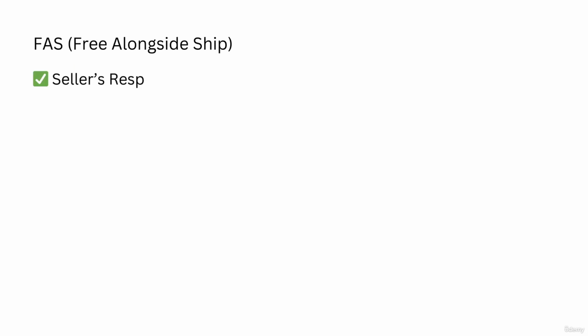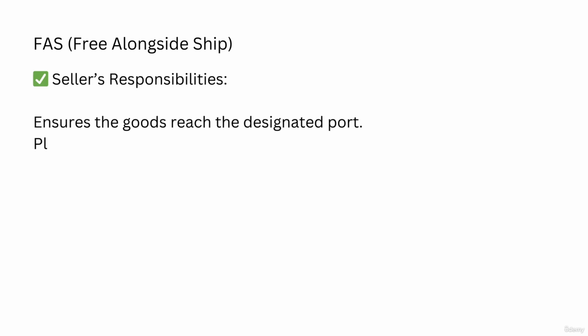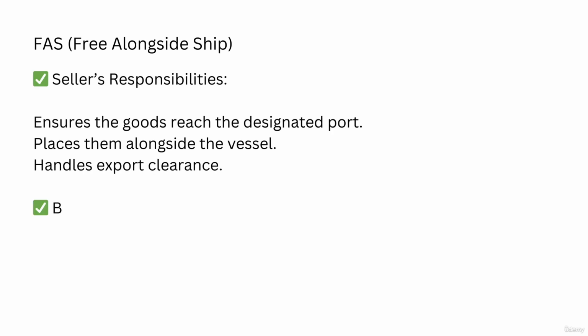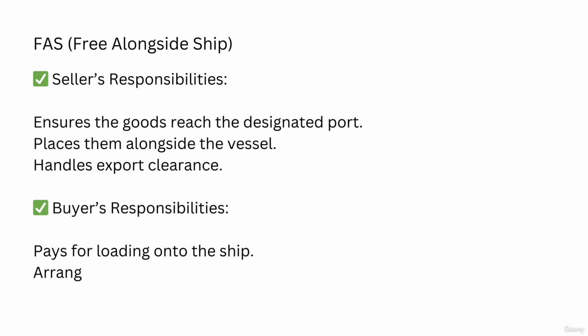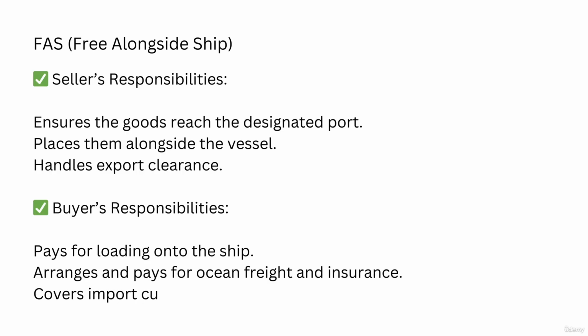In an FAS, free alongside ship, contract, the seller is responsible for delivering the goods to the port and placing them alongside the ship nominated by the buyer. However, the buyer takes responsibility from this point onward, including loading, freight, insurance, and import duties.